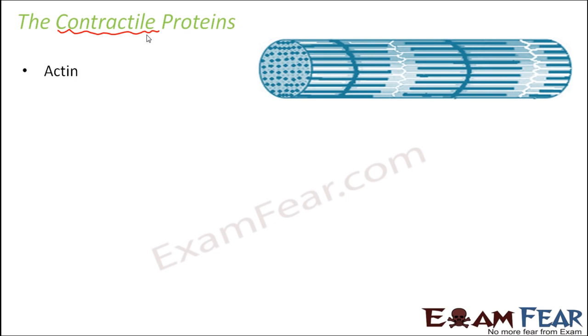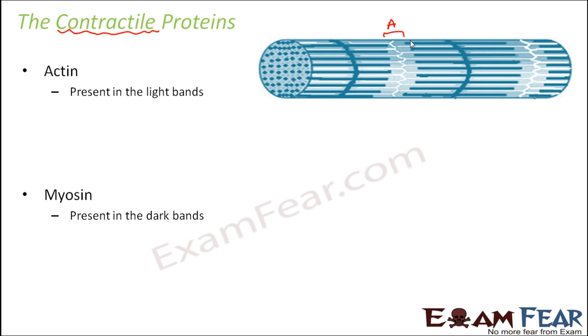So first we will talk about actin, and then we will take up myosin. Actin is the protein which is present in the light bands. These are the light colored bands, and this is the place where actin is present. Whereas myosin is present in the dark bands. This is the region which is dark, and so myosin is present here.